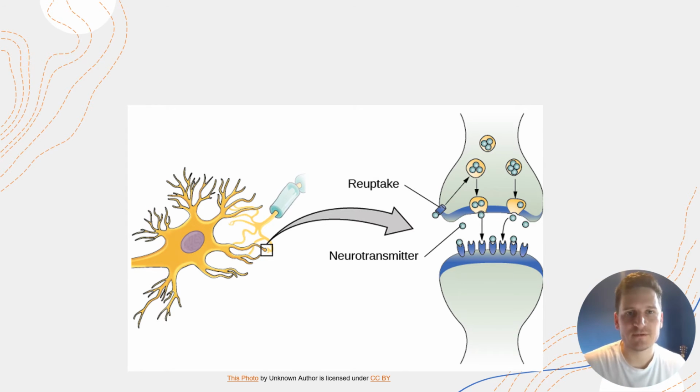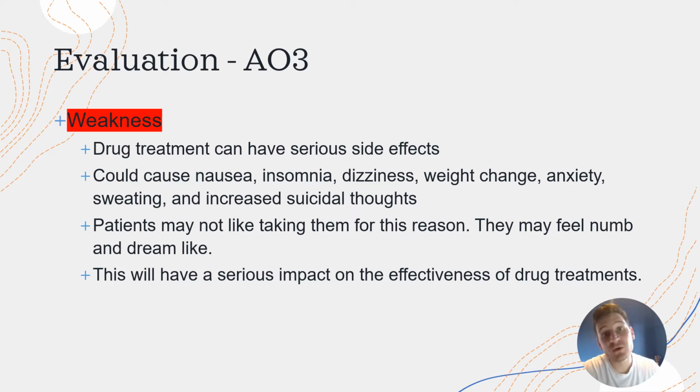So let's see what happens. So SSRIs have been found to work. They do reduce the symptoms of depression. However, the evaluations we're going to look at here, there are 3 weaknesses because there are drawbacks to this. So SSRIs are still popular treatments. They are still given to people with depression, and they do tend to reduce the symptoms. However, there are problems here, and that's what we're going to look at for our evaluation.